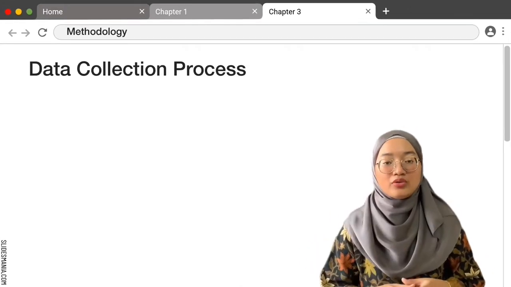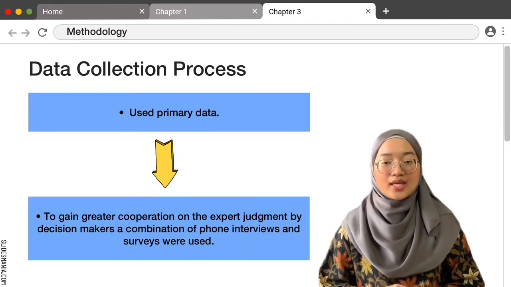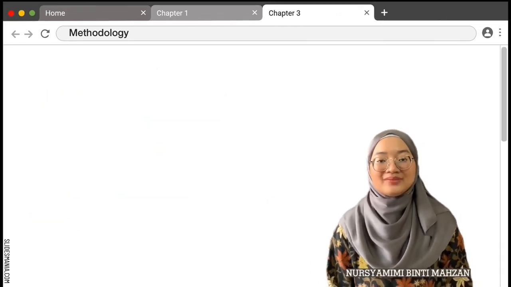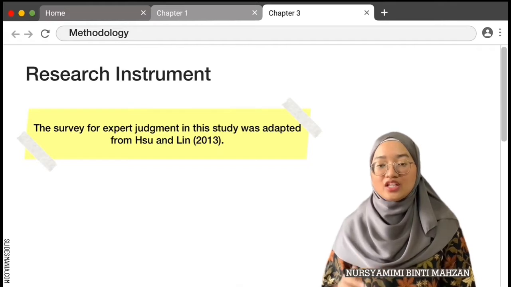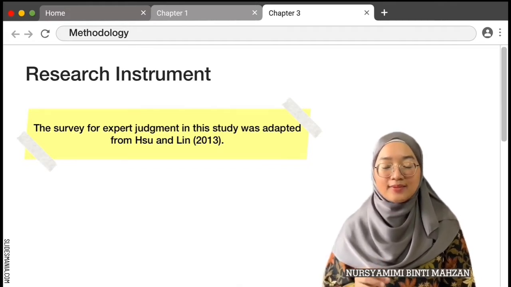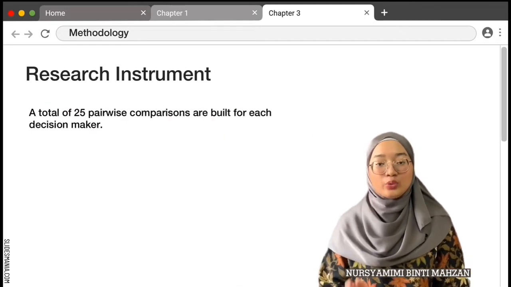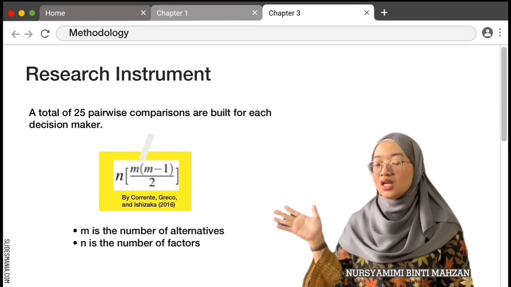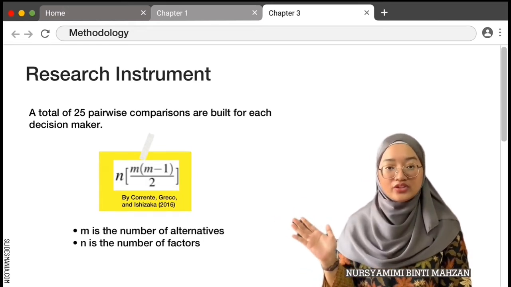For this study, we are using primary data, and the data was collected using phone interviews, and at the same time, the surveys were distributed to decision makers. For the research instrument, the survey for expert judgment for this study is adapted from Su and Lin in 2013. In this study, 25 pairwise comparison matrices were built by using this formula, where M is the number of alternatives and N is the number of factors.